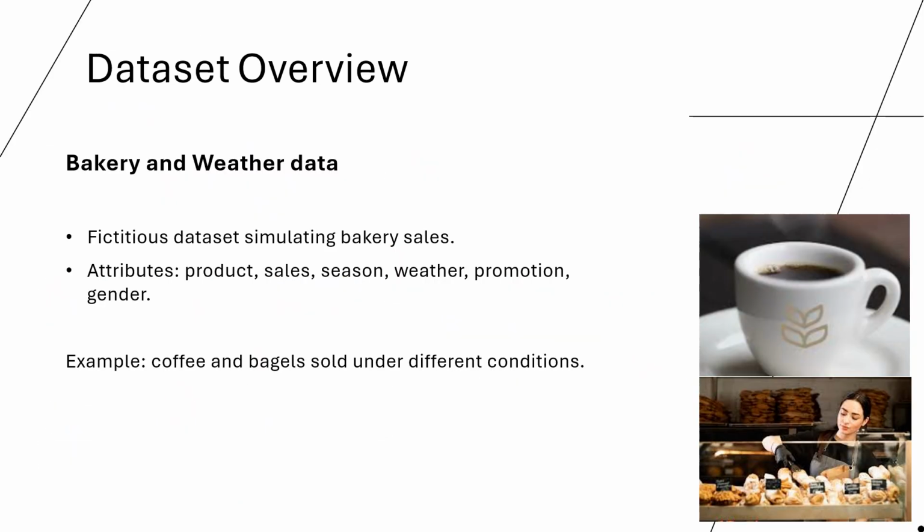In summary, the bakery and weather dataset simulates how everyday products like coffee and bagels are sold under different conditions. It combines product and sales information with contextual attributes like weather, promotions, and gender. This kind of dataset is very useful to demonstrate how data science can generate actionable insights for business decision making.